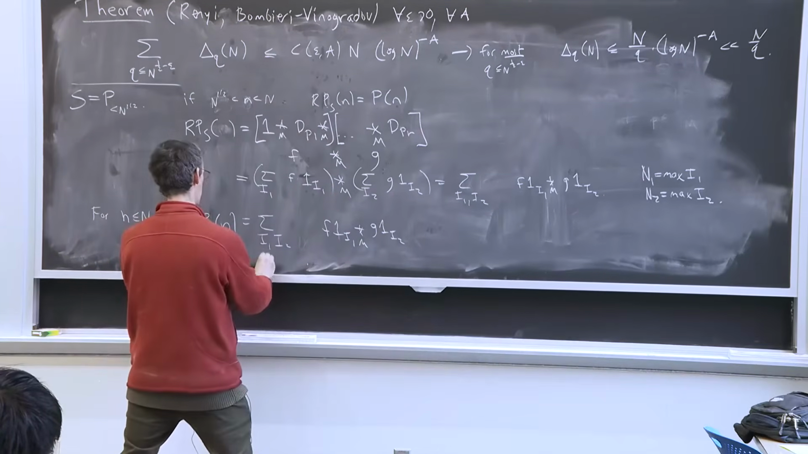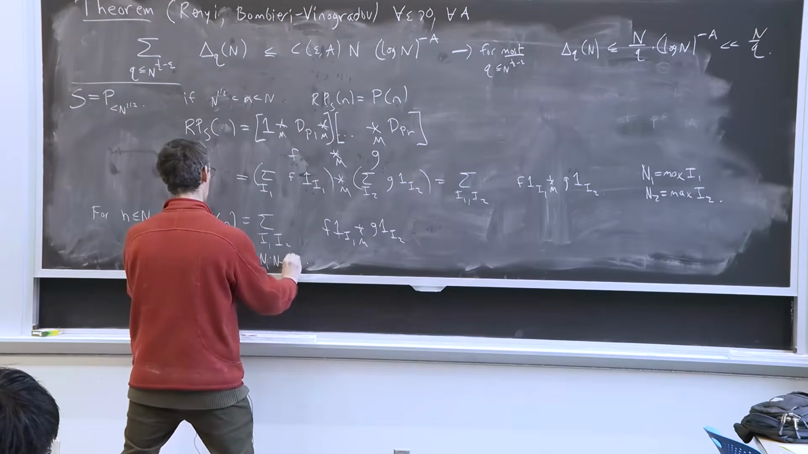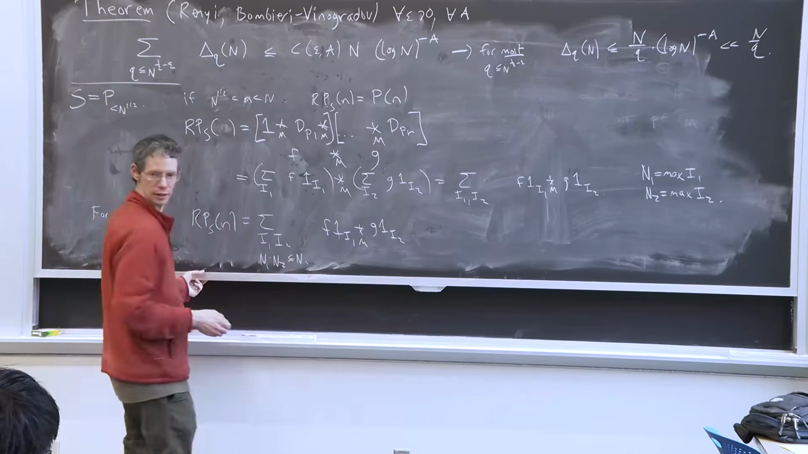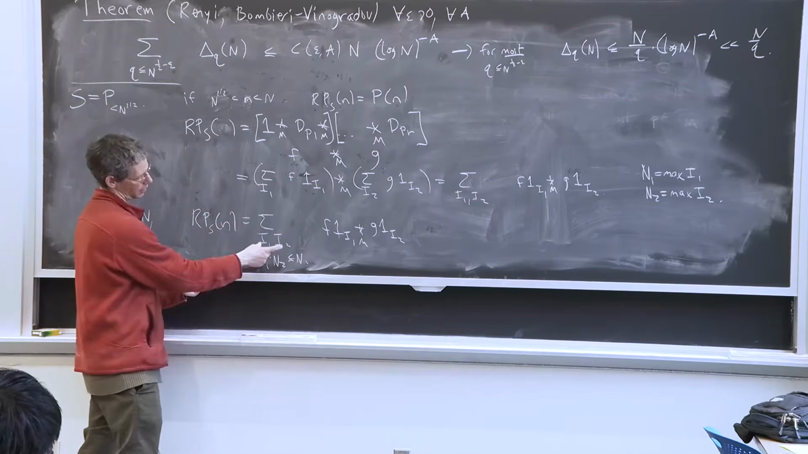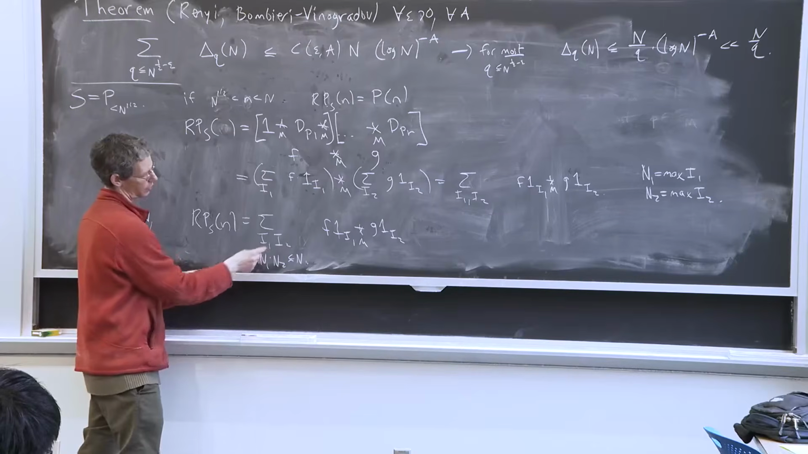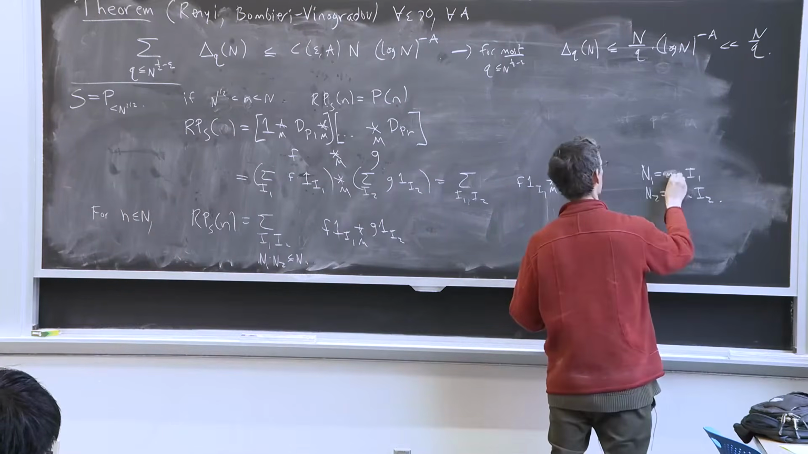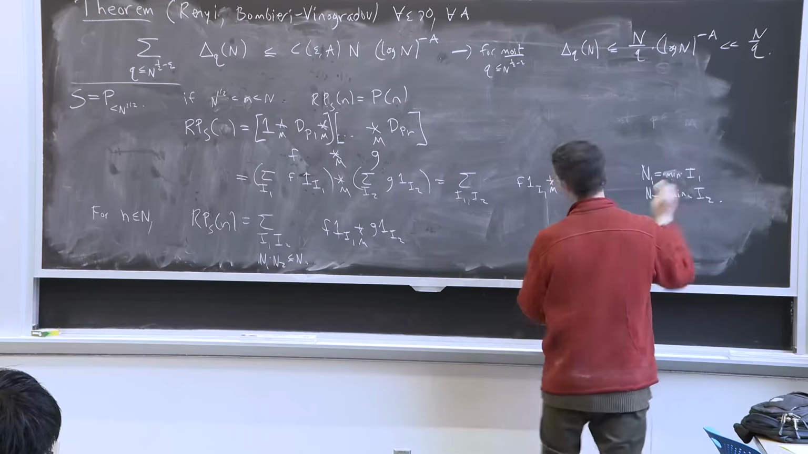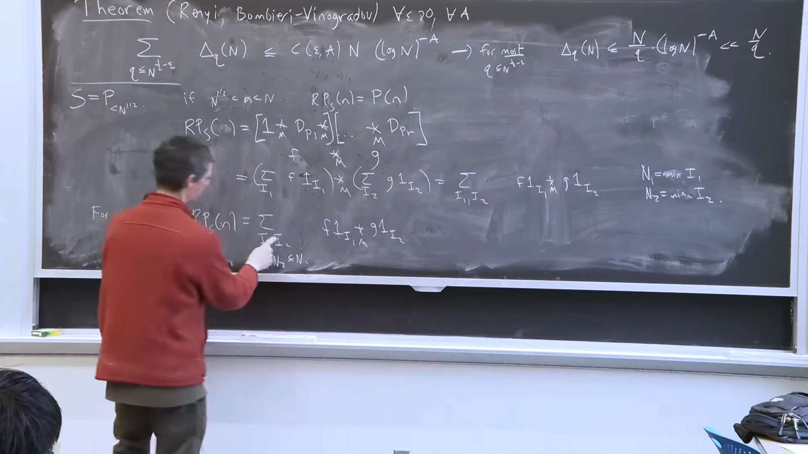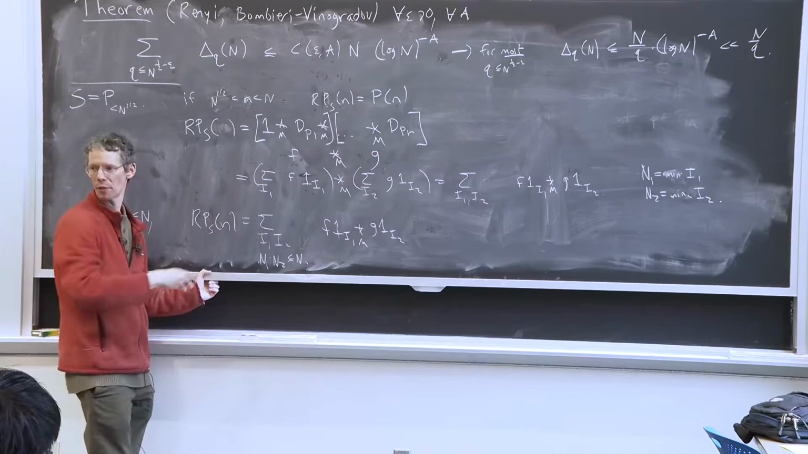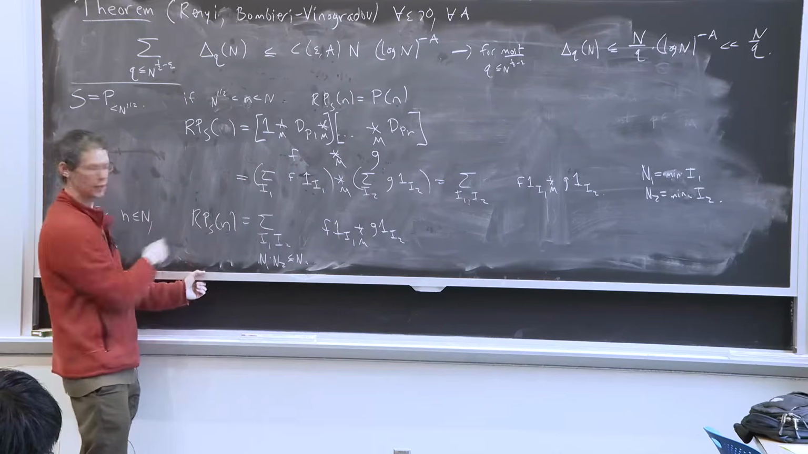And here I can assume that n1 times n2 is less than around n. Because otherwise, the product of these two, maybe I should make this the minimum. Yeah, because otherwise the product of these two intervals will be bigger than capital N, so it won't have any influence here.